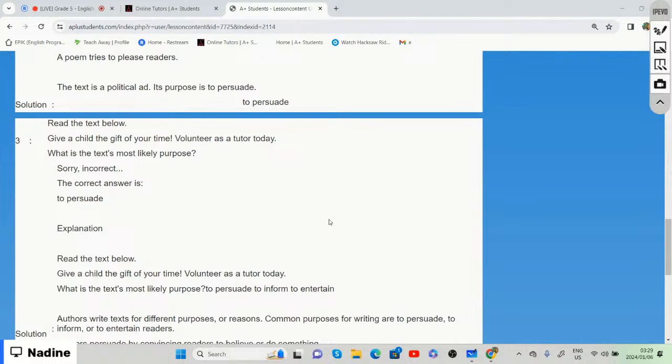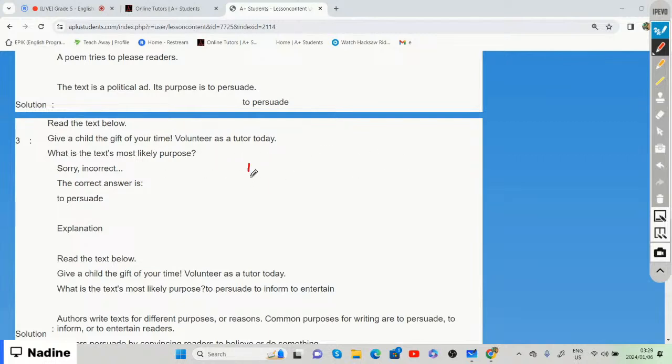All right, so if we look at that text again, it says, give a child the gift of your time. Volunteer as a tutor today. And what they're trying to do is to persuade people to volunteer as a tutor, which means that you'll be able to give your time to one or two children. So they are persuading you to volunteer as a tutor because it's going to benefit the company or the NGO as well as it's going to benefit you.